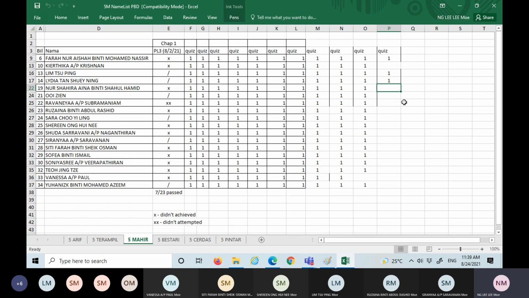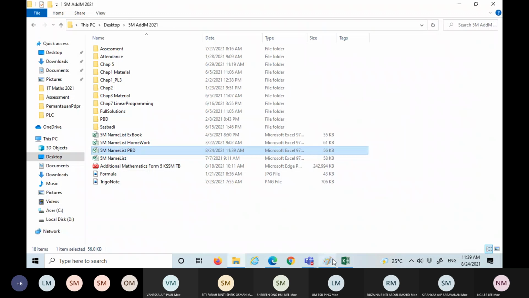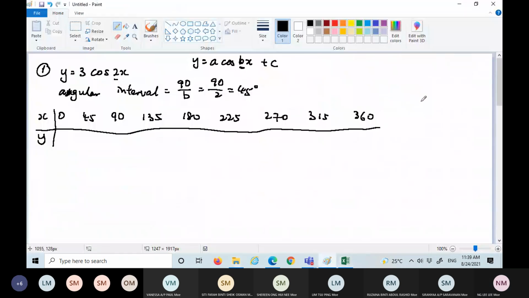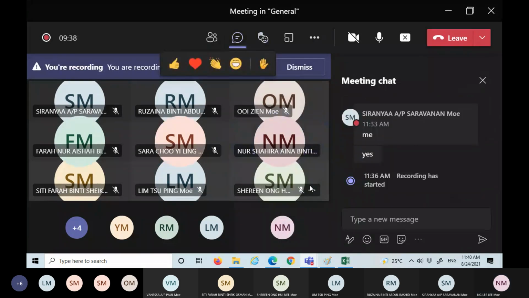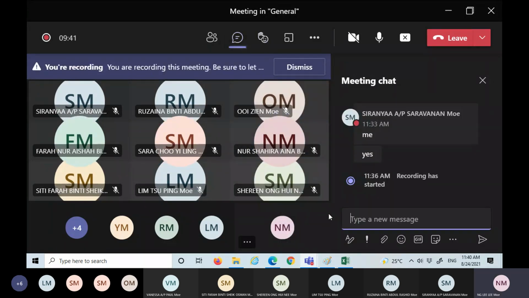So Shahira, you do the first one. Winjian, you do the second one, and then follow. Ravania, third one, and then Ruzaina, the fourth one. So first girl is who? Shahira, is it? Okay, Shahira, when x is 0, you substitute here. Then you press calculator and see what you get. 0. Okay.